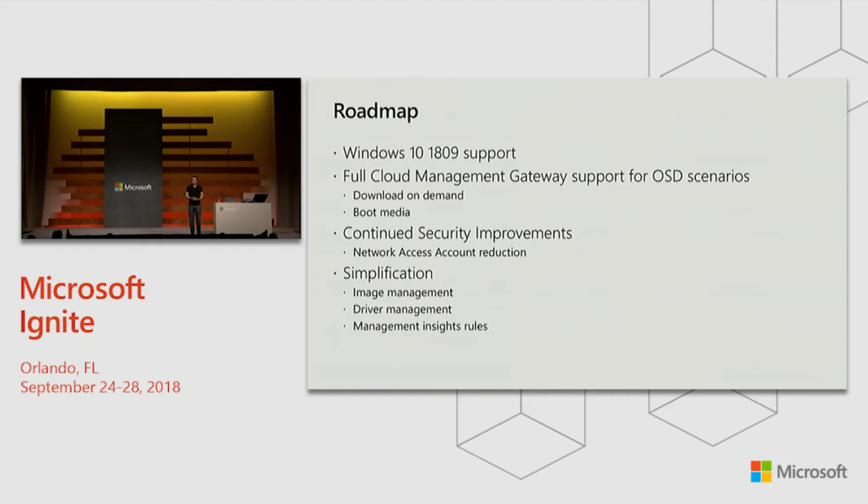In terms of roadmap for operating system deployment in Config Manager, we'll have full Windows 10 1809 support. We're working on expanding the cloud management gateway scenarios for OSD. Currently, we only support download and execute, so we're looking at things like download on demand, so that we can be a bit more intelligent about what content gets downloaded, and also boot media scenarios. There's a couple of scenarios that we want to finish around the security improvements and making sure that the NAA reduction is complete. And also simplification.